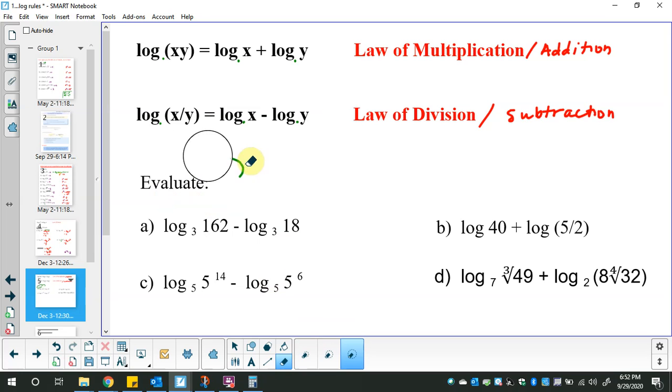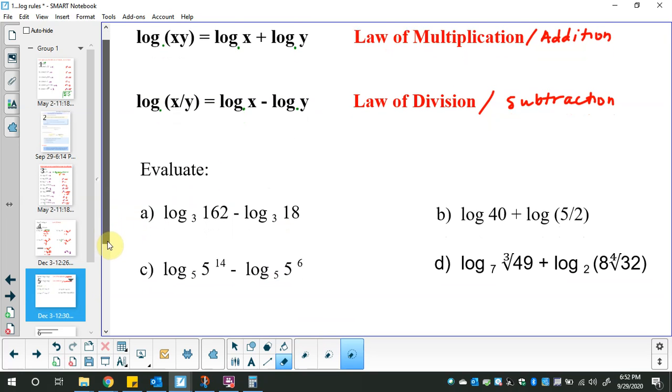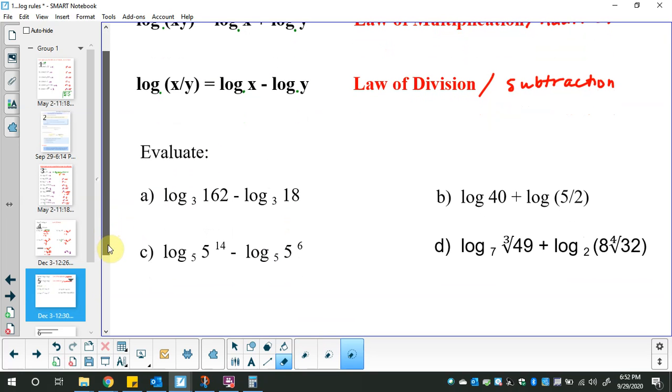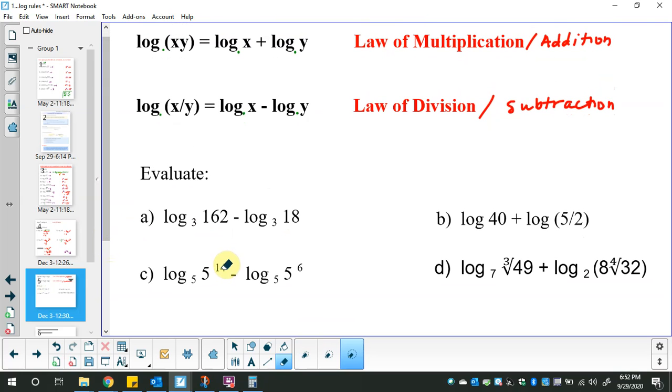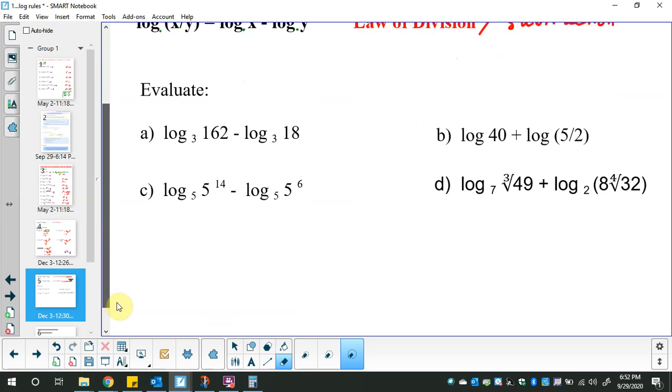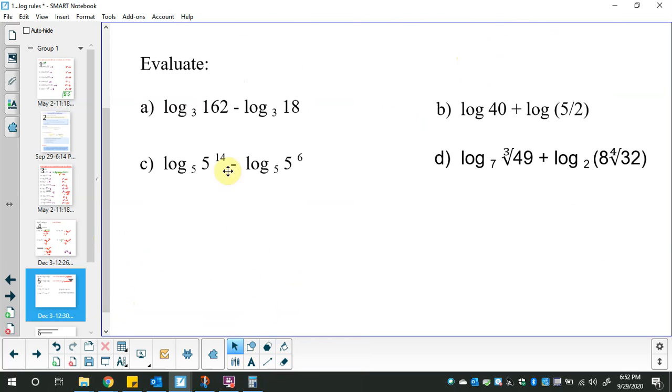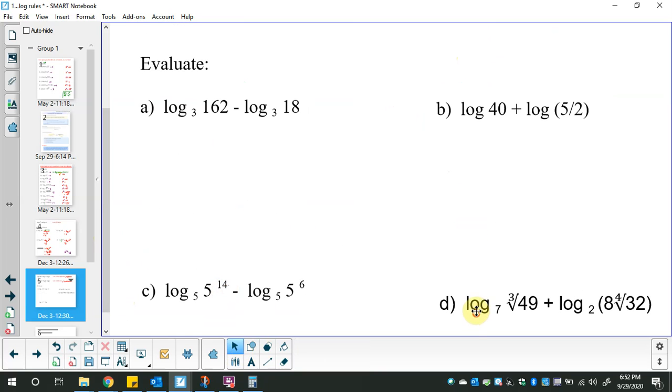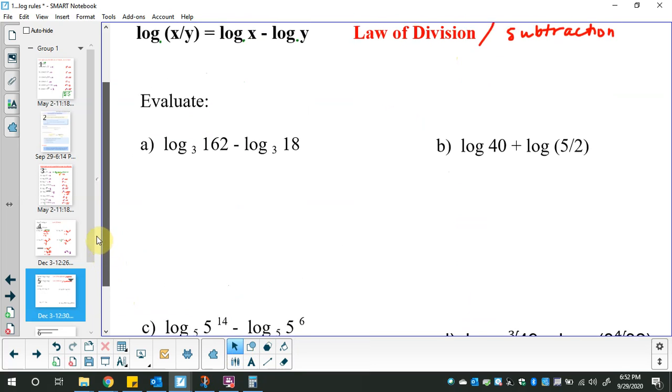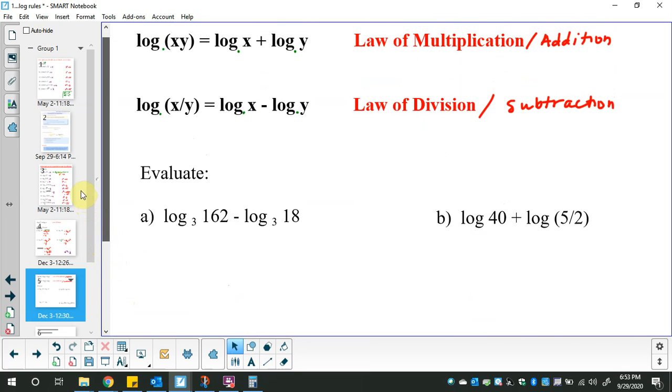Big eraser. And none of these guys you can use your calculator with, technically. I mean, you could do it here because it's got the base of 10, but we want to use these laws just as practice for the time being. So I'm going to move C and D out of the way a little bit. And we'll work on A and then work on B. I want these laws visible for the time being.